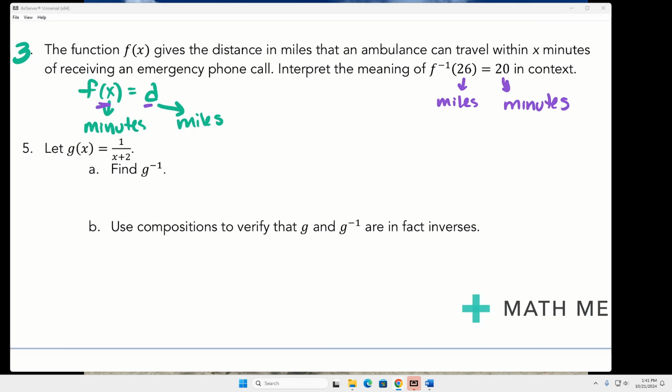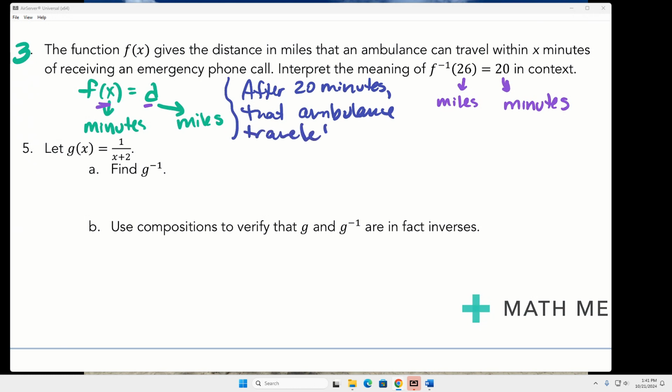So it would be something like after 20 minutes, the ambulance traveled 26 miles.